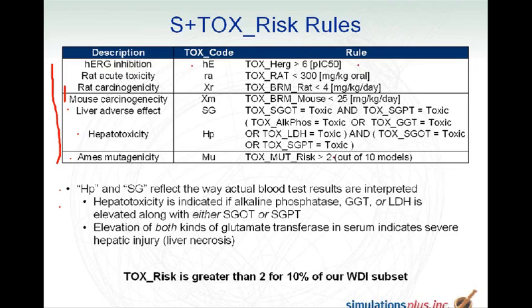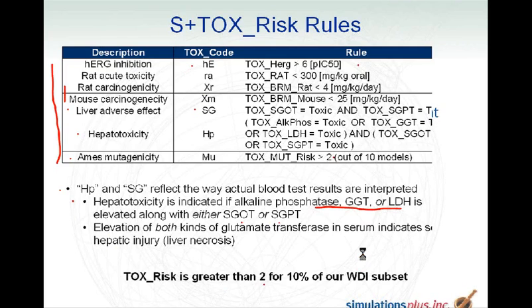So the HG and the HP and the SG reflect the actual blood test, how their blood test results are interpreted. Hepatotoxicity is indicated if any one of these 3 enzymes are elevated, along with SGOT and SGPT. If both of these are elevated, then it gets a risk of SG. And tox risk is greater than 2 for about 10% of the World Drug Index.